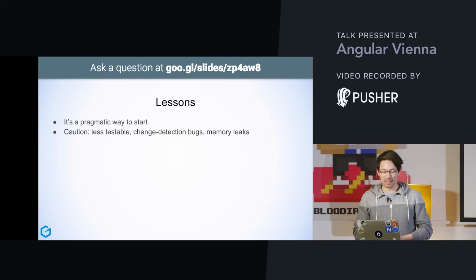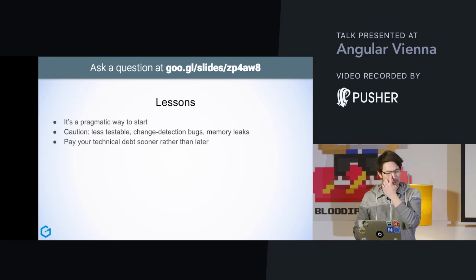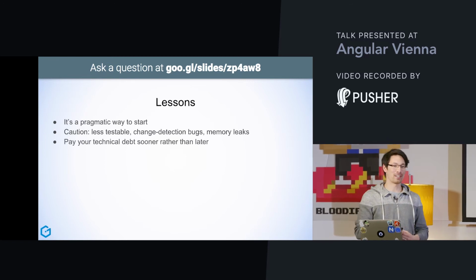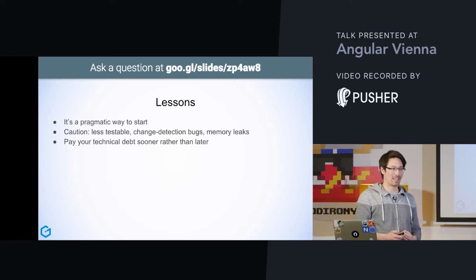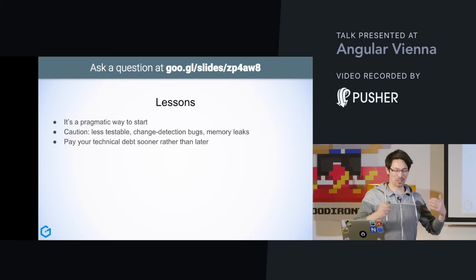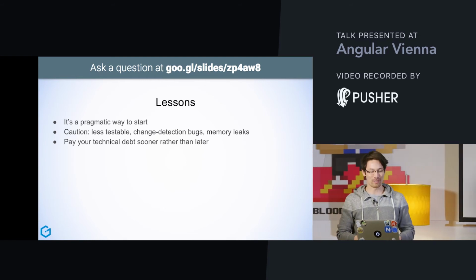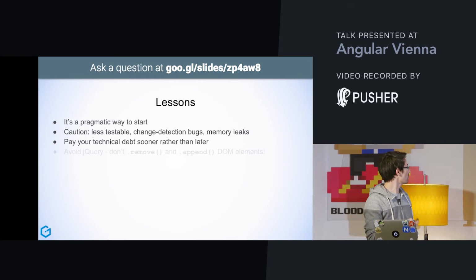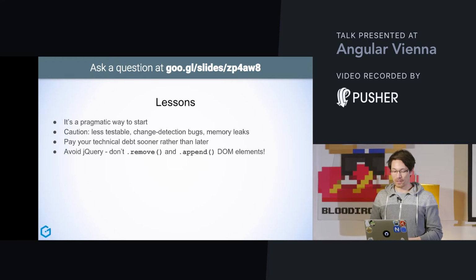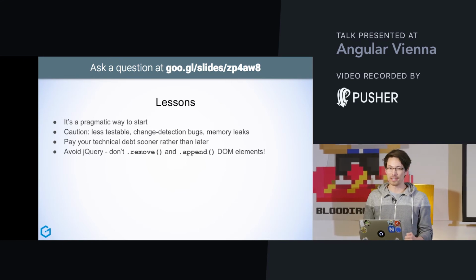So it gets difficult, and my advice then is to pay your technical debt as early as you can, because it's worth it. It's worth just spending the time saying, right, that's it, we're going to clear all this stuff out, and it makes the rest of the development much easier. In fact, I would go as far as to say, just avoid jQuery altogether in an Angular app. Do I have agreement with that?